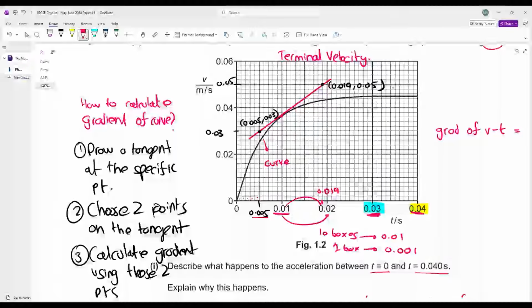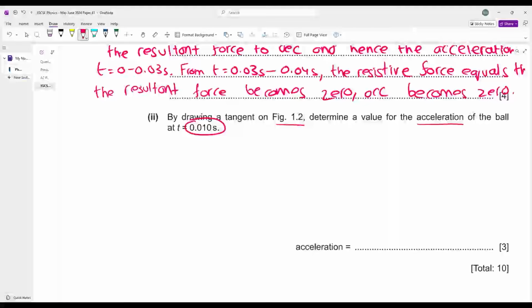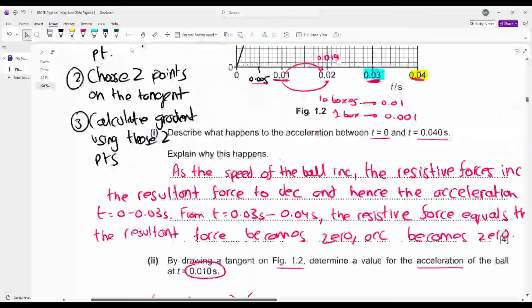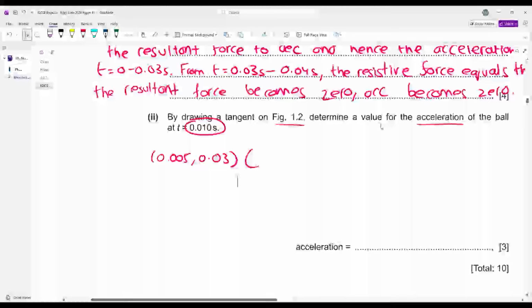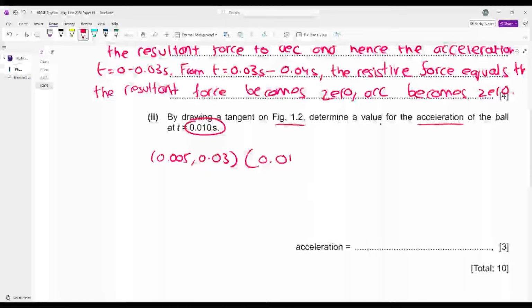And this is 0.019. So you have 2 points, 0.019, 0.05, 0.005, 0.03. Let's write it here. 0.005, 0.03. And the other point is what? भाई दूसरा point कौन सा है? 0.019, 0.019 slash 0.05.